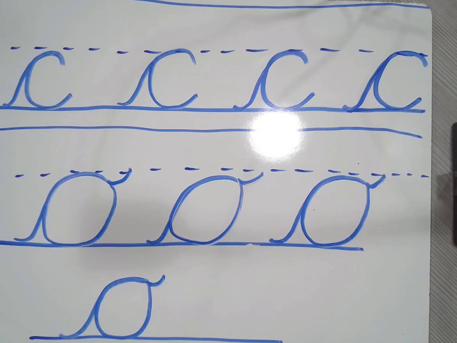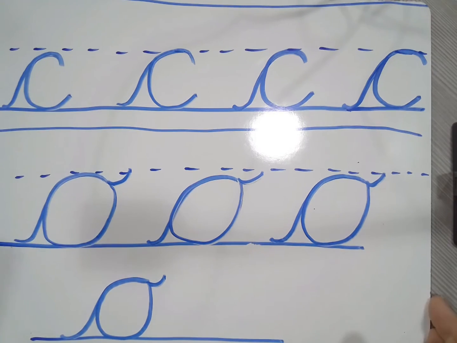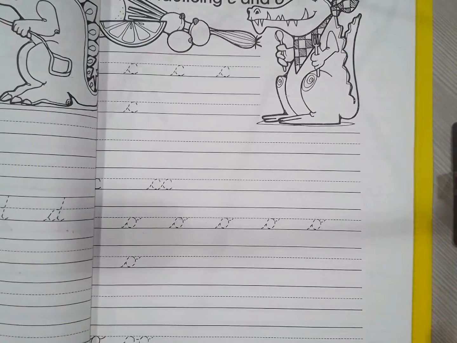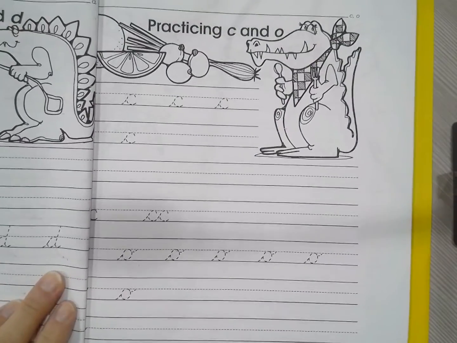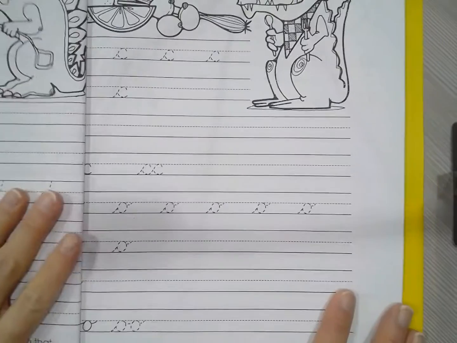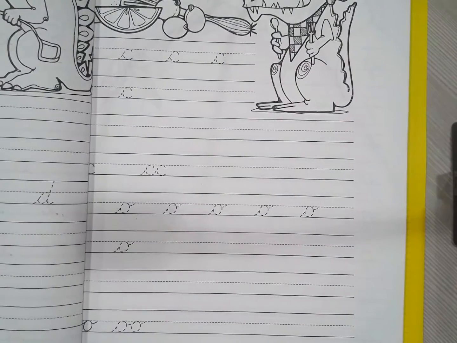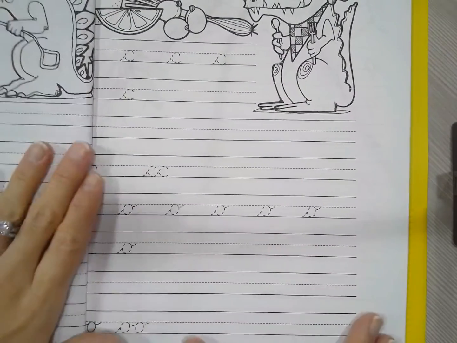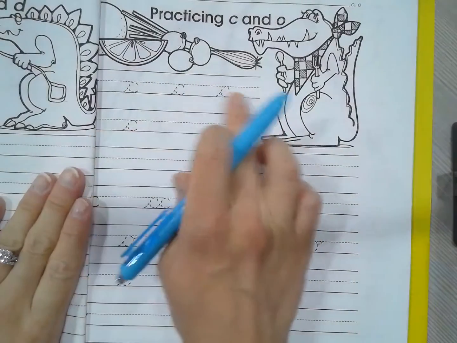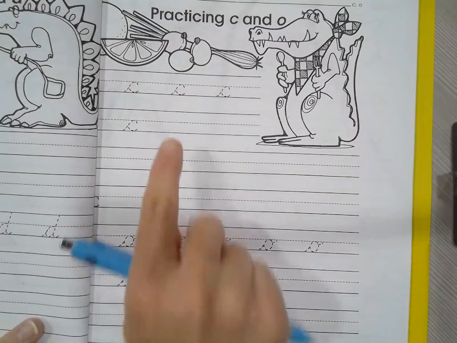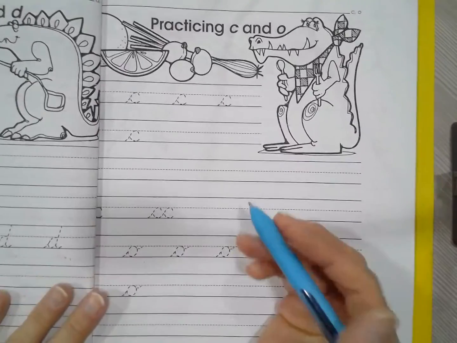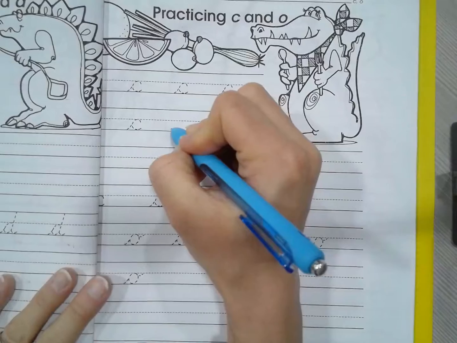So after you've practiced lowercase c and o on your board, put them aside and get out your cursive writing page. You're on page 5, and this has C and O on it. So just like we did on our boards, you're going to want to trace these C's, which I'm going to let you do on your own, and then I'm going to show you how to make a couple as well with the lines. So let's start here at the bottom.